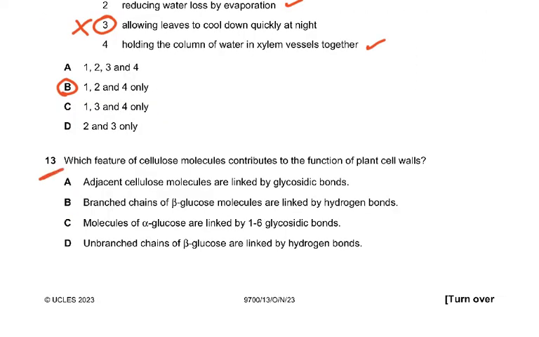Question number 13. Which features of cellulose molecules contribute to the function of plant cell walls? Now, as I told you before, cellulose is made up of beta glucose. So this, alpha glucose, is wrong. Be very cognizant of this, that the ones which are wrong have to be removed immediately. Now you're left with the choices of A, B, and D.